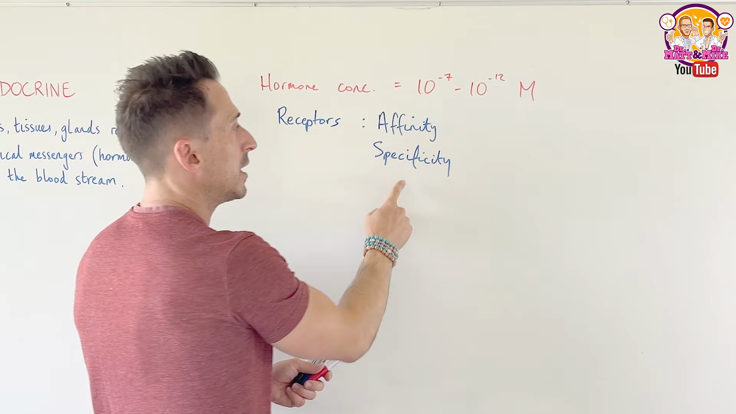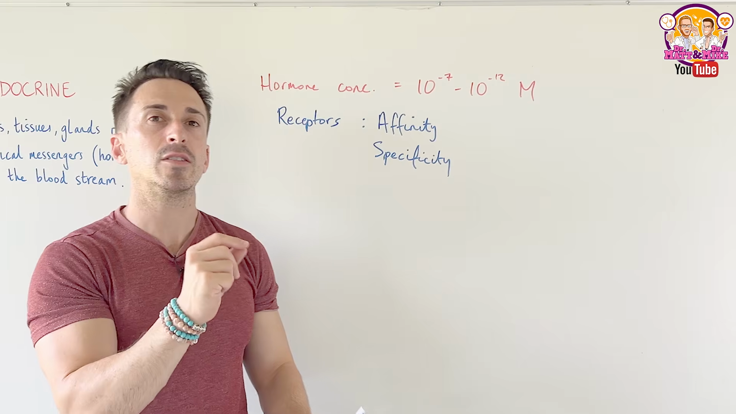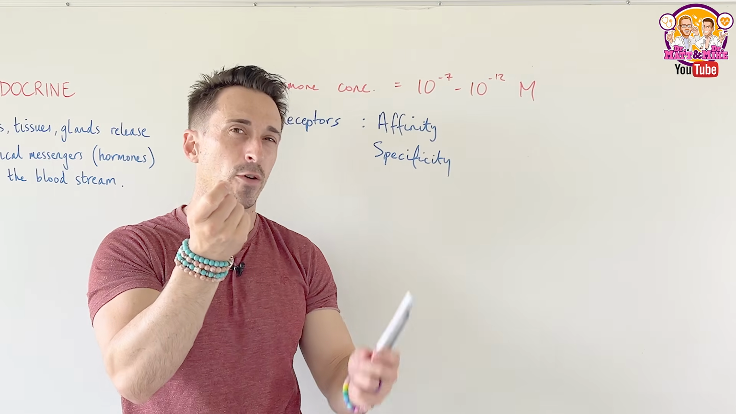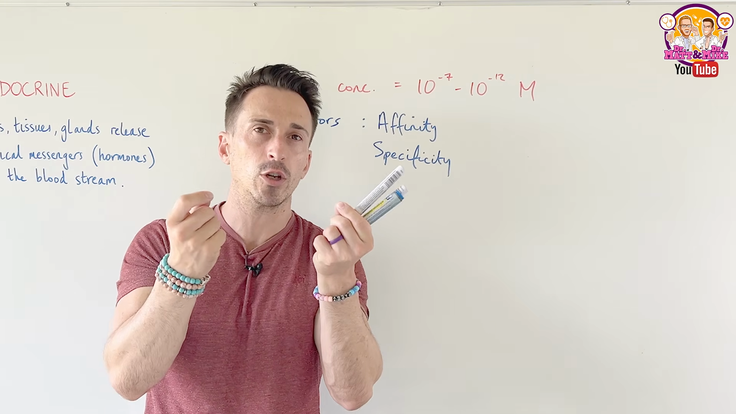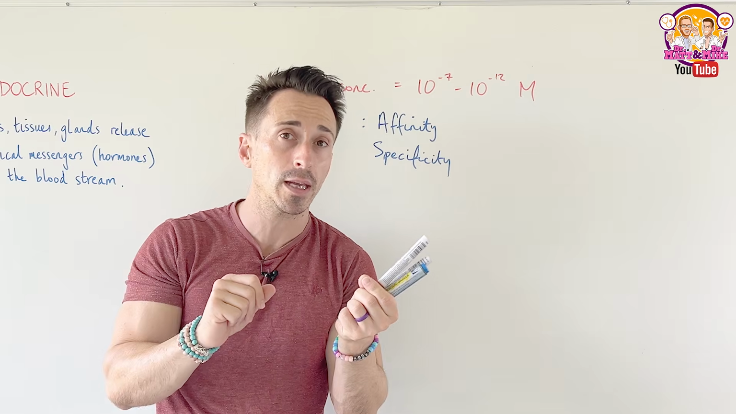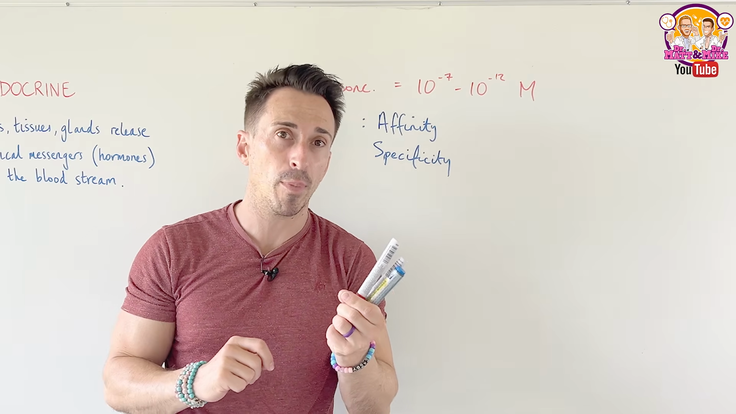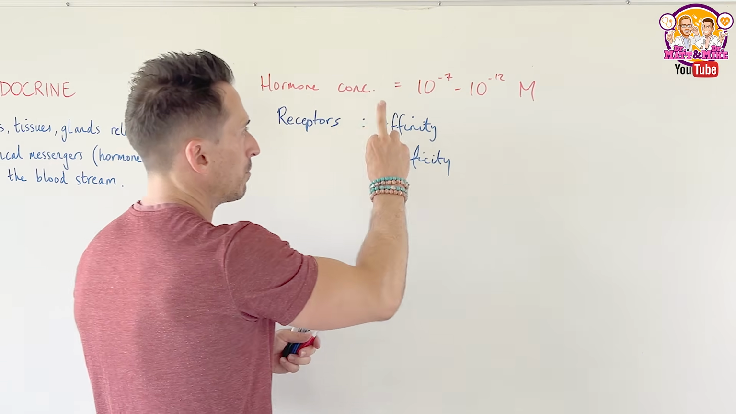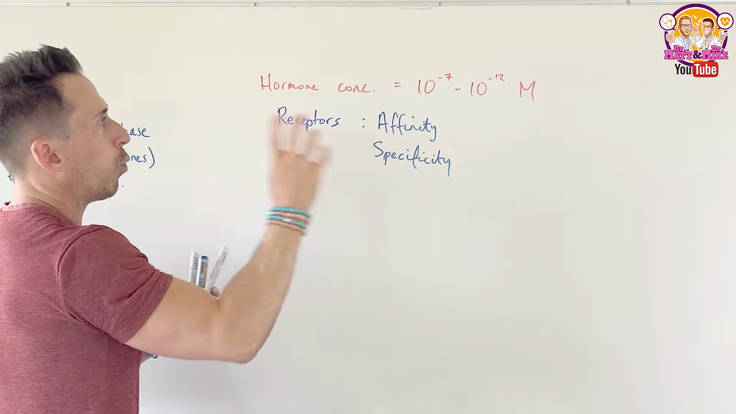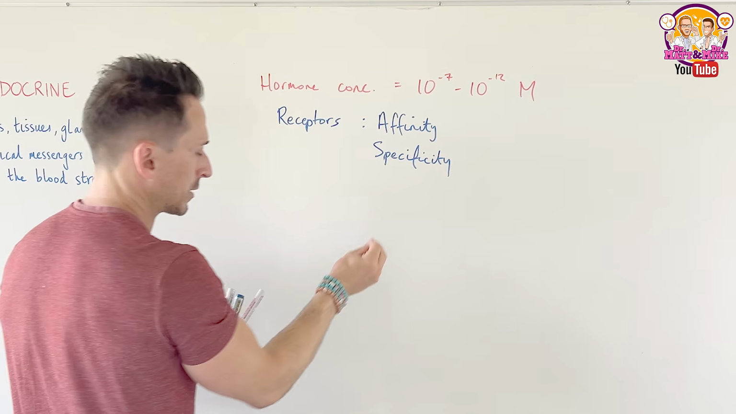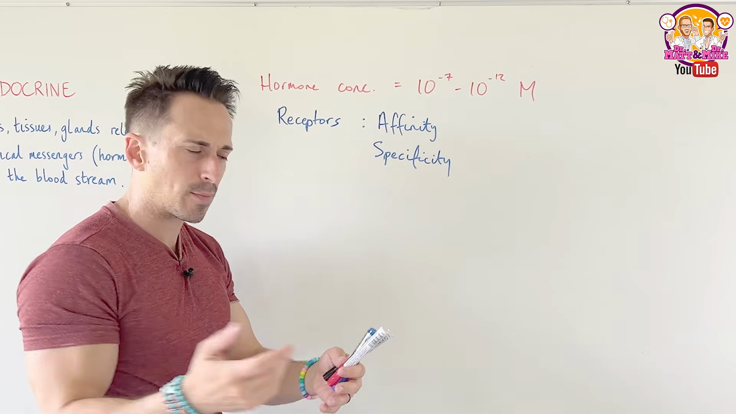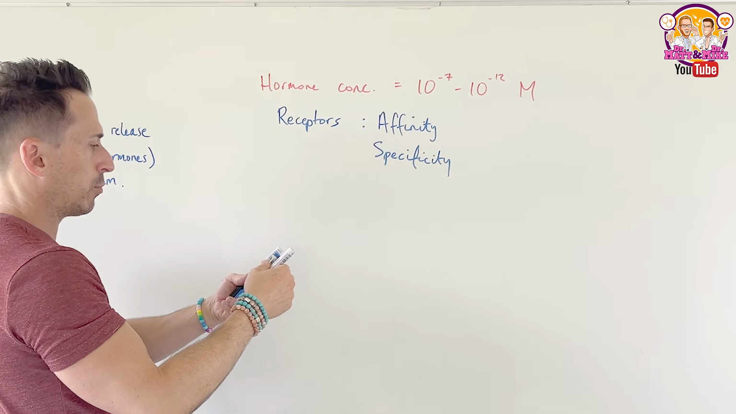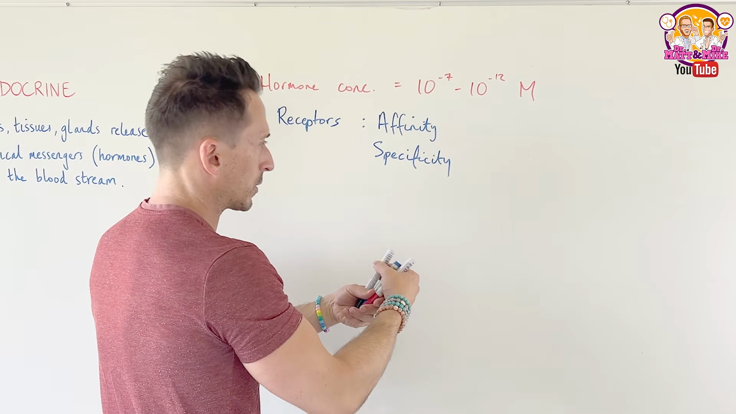The second thing is specificity. The hormone must be very specific to the receptor so that you don't get any cross-hormone binding or other chemicals binding to it. So the specificity must be high as well. Two important things. Now, once the hormone is bound to the receptor, well, firstly, where are these receptors located? That's a really important point. So where are these receptors located?